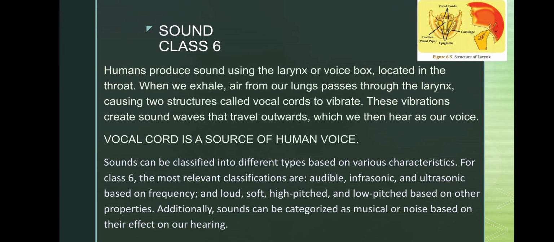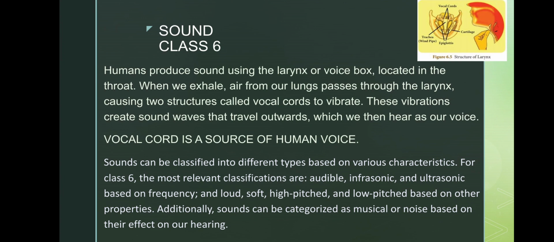Humans produce sound using the larynx or voice box located in the throat. When we exhale, air from our lungs passes through the larynx, causing two structures called vocal cords to vibrate. These vibrations create sound waves that travel outwards, which we can then hear as our voice. Vocal cord is a source of human voice.